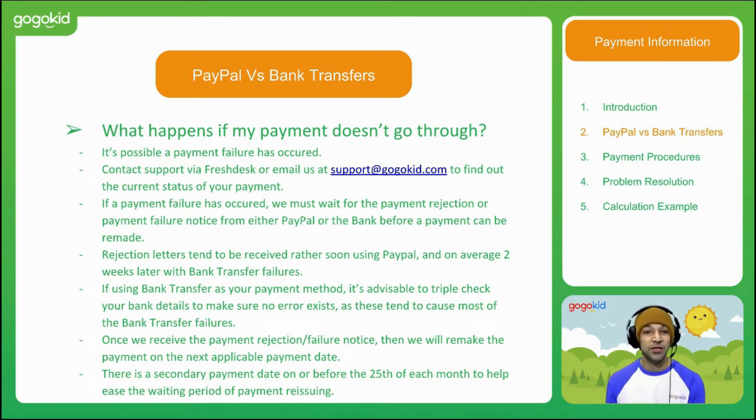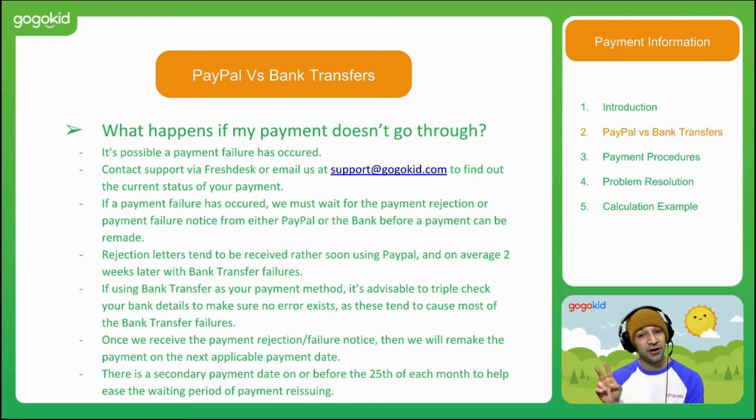If we update you that the payment failure has occurred, then the next step is to wait until we receive the payment rejection confirmation from either the bank or PayPal before the payment can be remade. From our experience with these issues so far, it will take on average 2 weeks from the bank to receive this rejection letter and 1 week or less via PayPal. Once we receive this document, then your payment will be remade on the next available payment date.